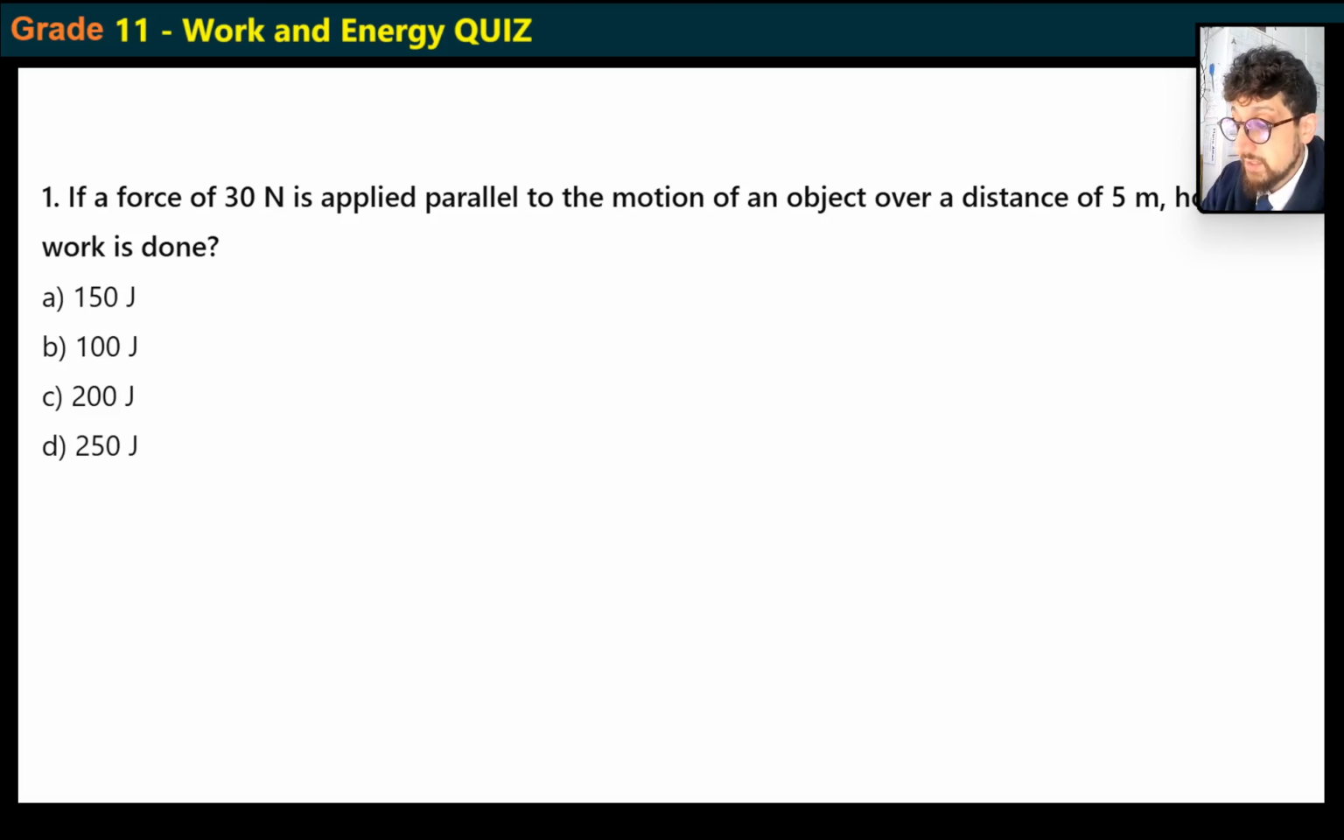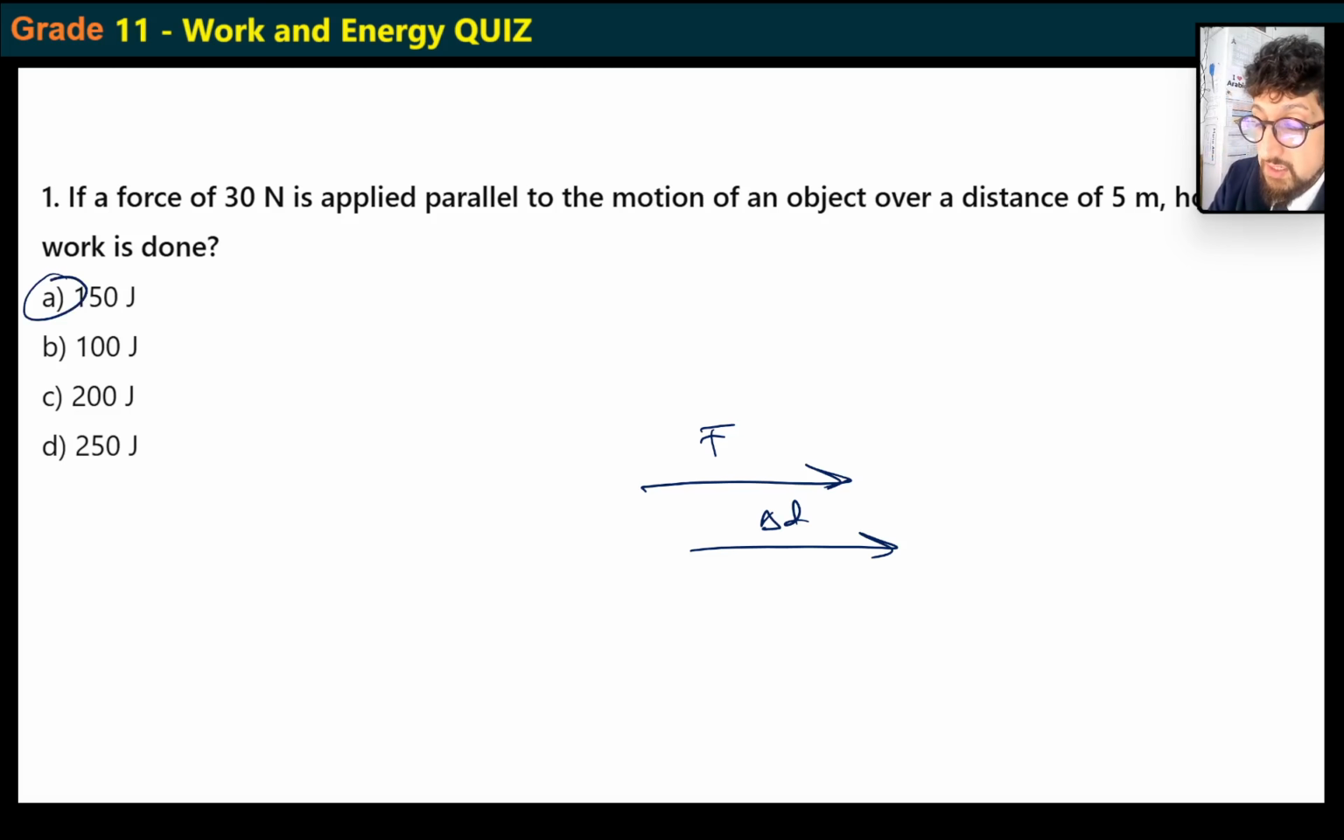Next. Okay, let's do these questions here. If a force of 30 newtons is applied parallel to the motion of an object over a distance of 5 meters, how much work is done? It's parallel, so parallel is a nice word that we're looking for. So that's the force and that's the displacement. If it said perpendicular, there would be 0 work done, but this is parallel, so work is done. It's going to be 30 times 5, which is 150 joules, because work is equal to force times displacement.